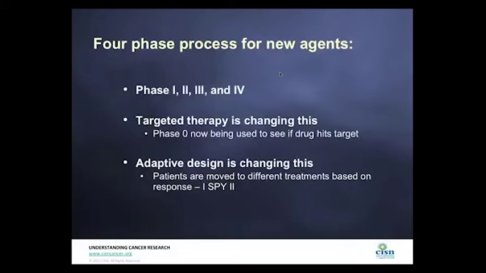Adaptive design is also changing this phase 1, 2, 3, 4, because they're very rigid. They've got very strict criteria on what it means to be a phase 1 or 2. Adaptive design is changing all that. It's very flexible. We'll talk about it a little more later on, but if anybody's heard of I-SPY 2, it is an adaptive design, and it's very exciting, and going to improve clinical trial design a lot if we can use it more often.